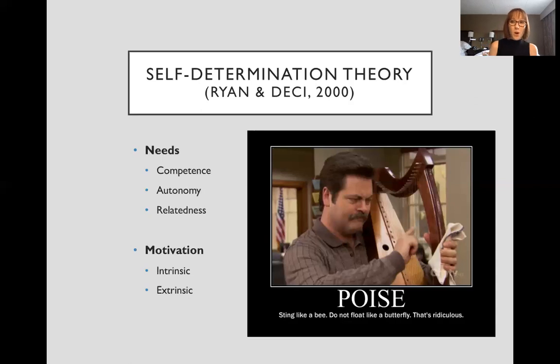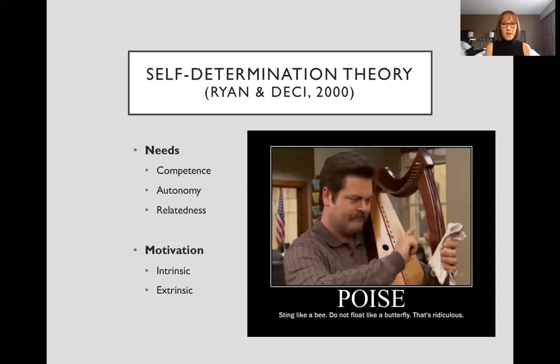They're going to do it on their own, and they're going to do it better, and they're going to do it for a longer amount of time. So you want people who are intrinsically motivated. On the other hand, though, we have situations that don't satisfy these needs.